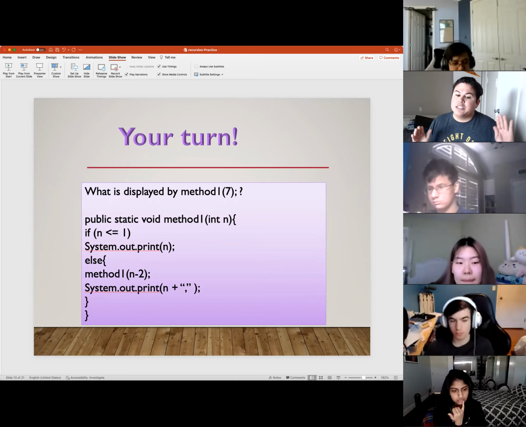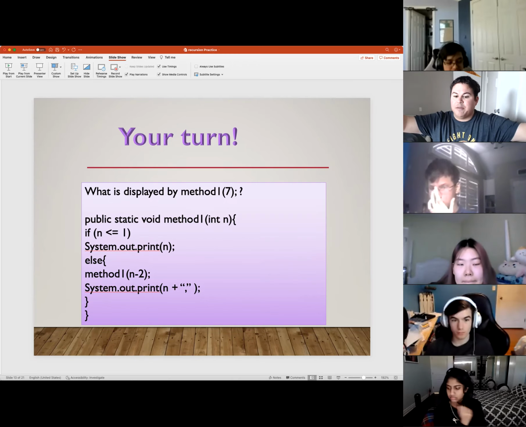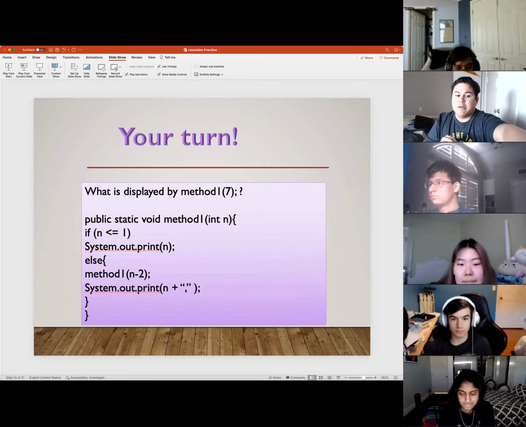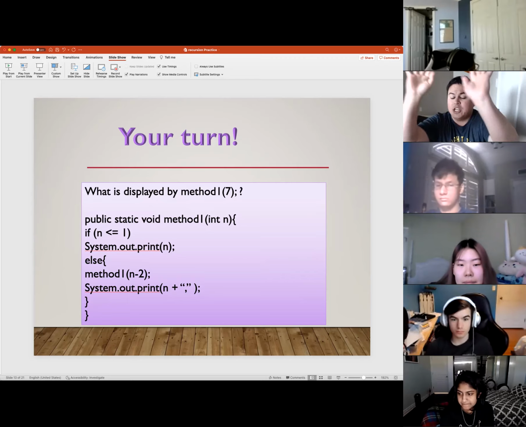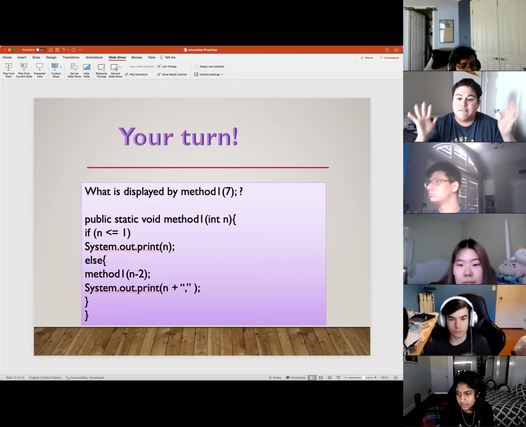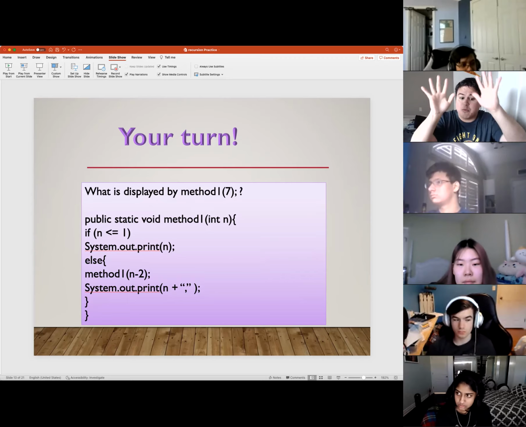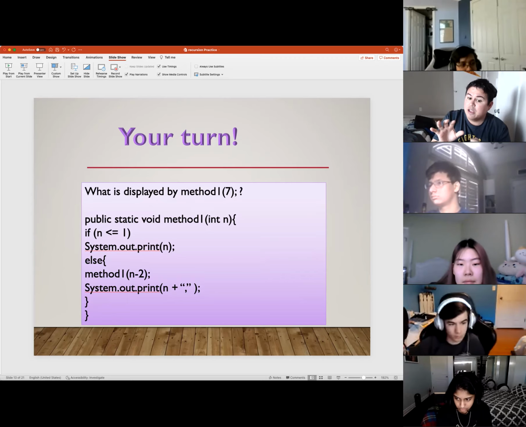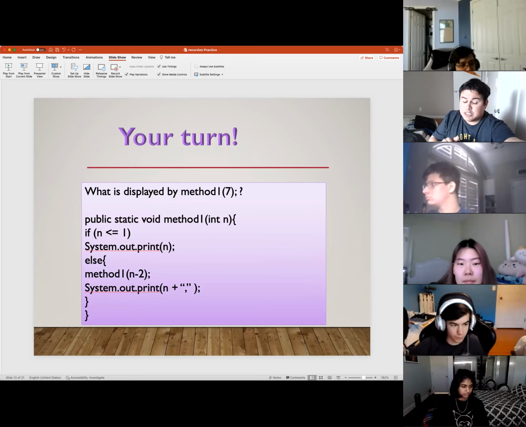But because it comes after it, it has to be stored and you can't spit it out. So imagine it's a moving band. The first number that goes in is 7, comma. So 7, comma gets put in the back of the moving band. Then 5, comma, then 3, comma, and then 1.